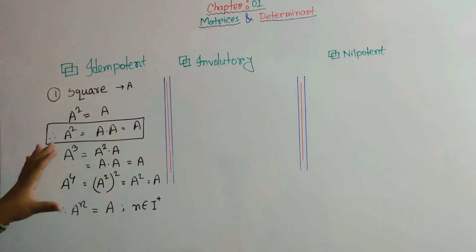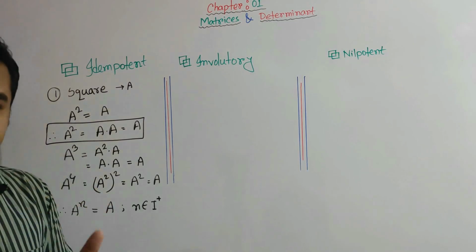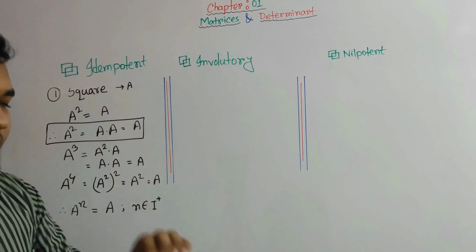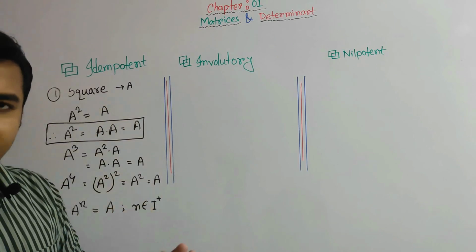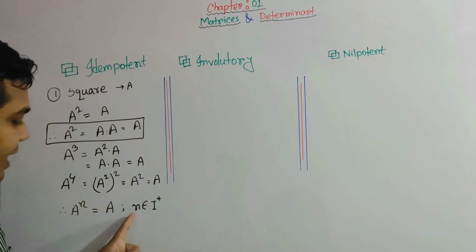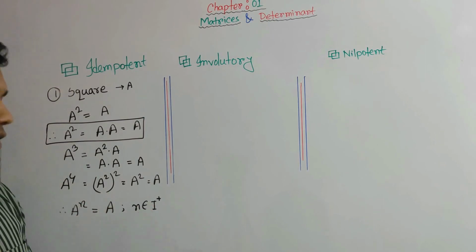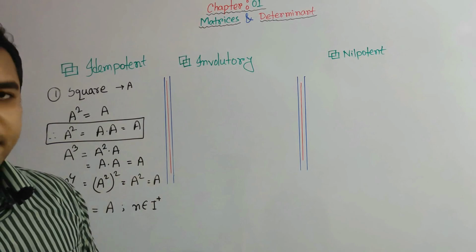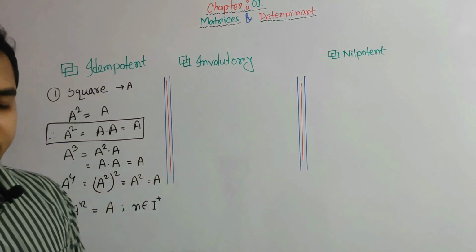So our definition of idempotent matrix is what? A square matrix A is idempotent if A square equals A. Or you may write that A to the power n equals A, where n belongs to positive integers. That is called the idempotent matrix. Okay, move on to our very important matrix, that is involutory matrix.